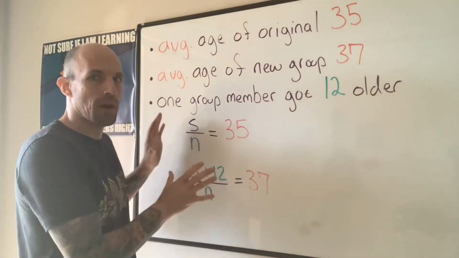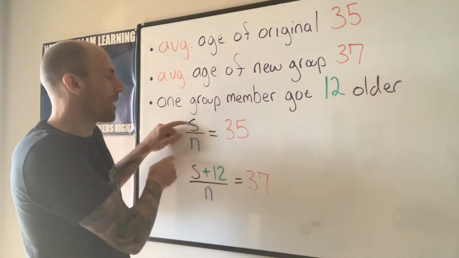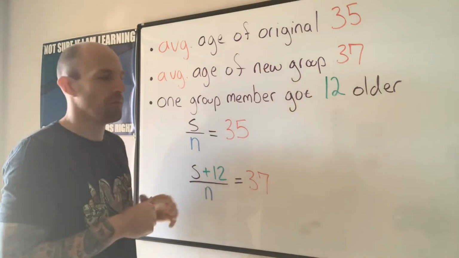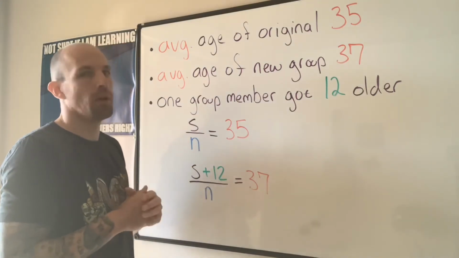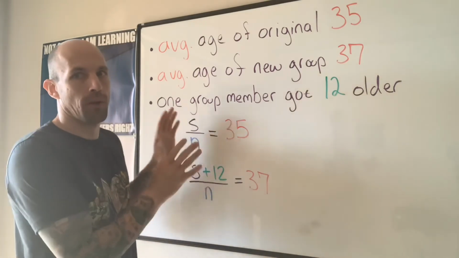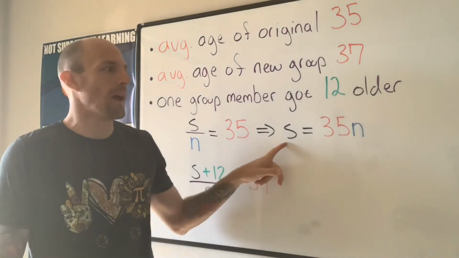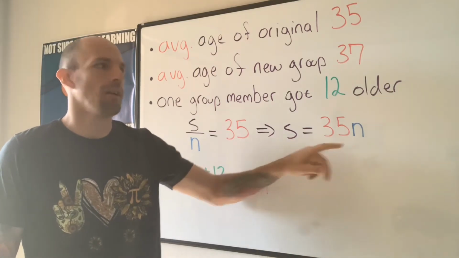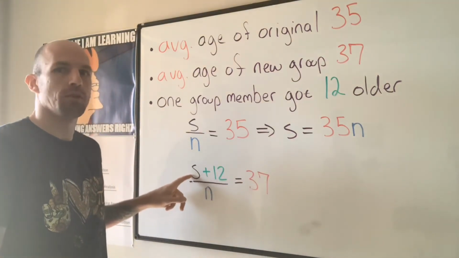I've rewritten our equation just a little bit, allowing s to represent the sum and n to represent the number. And I've highlighted n in blue because that is our goal. We want to know how many people are in the group. Solving for s first, we get s equal to 35n, and we can now use that substitution right here.